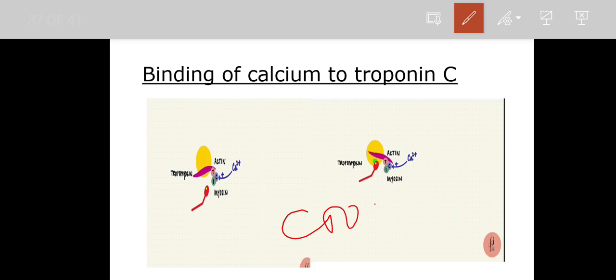This that they are formed, we call it cross bridge. The cross bridge is this complex when actin and myosin are bound together. But the major component of the cross bridge is myosin. We should take note of that. The major component of this contact is myosin.